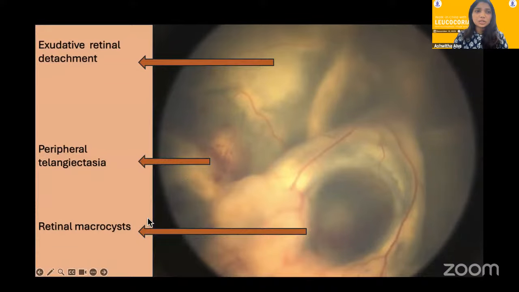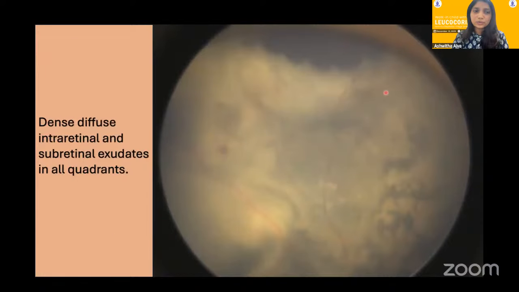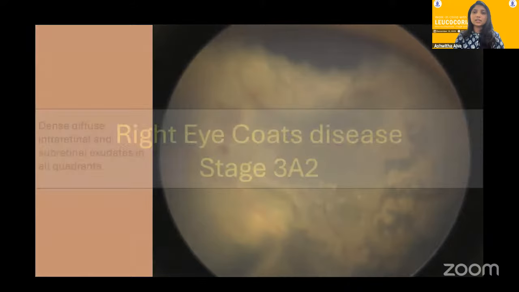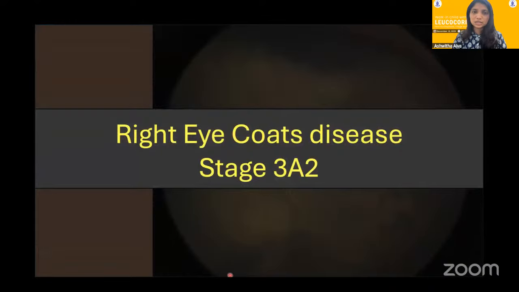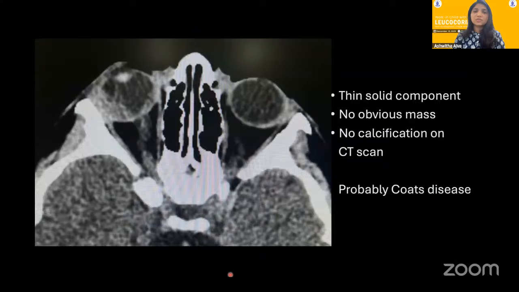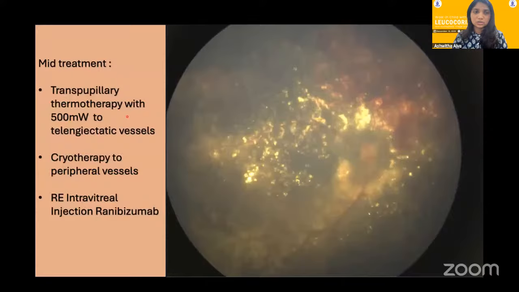The fundus examination showed an exudative retinal detachment with peripheral telangiectasia and a large retinal macrocyst, which was suggestive of probably a chronic retinal detachment. Dense, diffuse intraretinal and subretinal exudates were seen in all the quadrants. Clinically, we diagnosed him to have right eye Coats disease with stage 3A2. We went ahead to do a CT scan. This is an axial section showing a thin solid component. However, no obvious mass was seen. There was no calcification on the CT scan, and this consolidated our diagnosis.